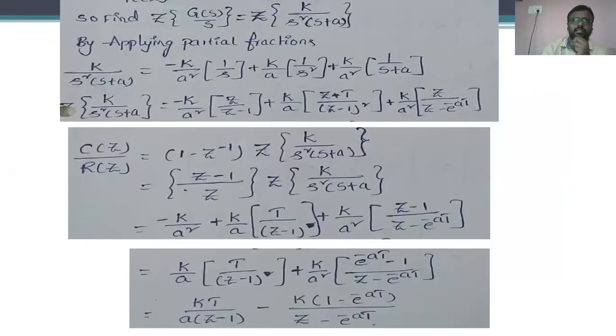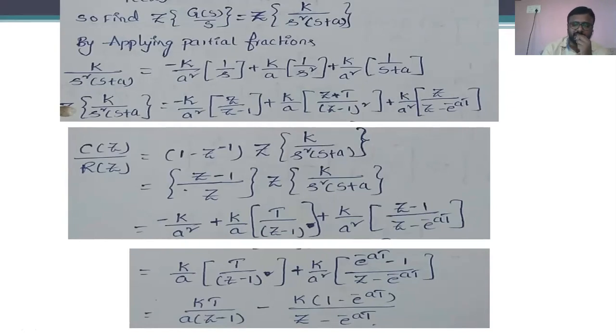So we have applied the partial fraction method and extracted the Z transformation of G of S divided by S, and it has been multiplied with 1 minus Z inverse, so that we have evolved an expression for the pulse transfer function as K into T divided by A into Z minus 1 minus K into 1 minus e power minus AT divided by Z minus e power minus AT.